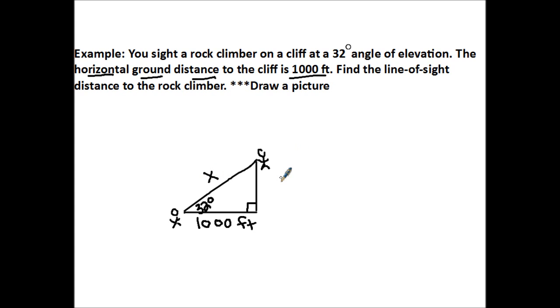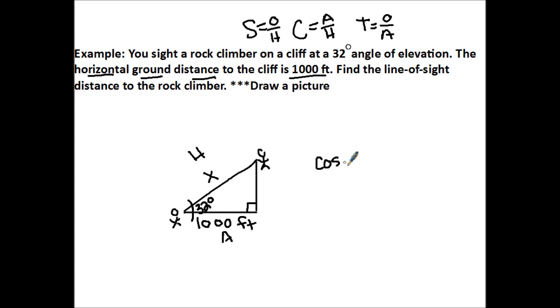Which trig function would we have to use here? Remember, SOH CAH TOA. Well, if I look at this angle, this is the angle I'm going from, it appears that I have the adjacent side and the hypotenuse. So I must use the cosine. So I'm going to say cosine 32 equals x over 1,000.